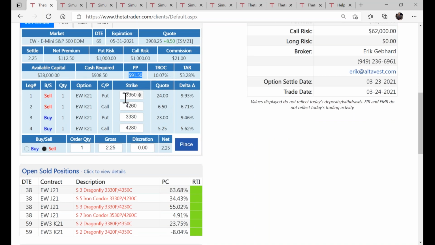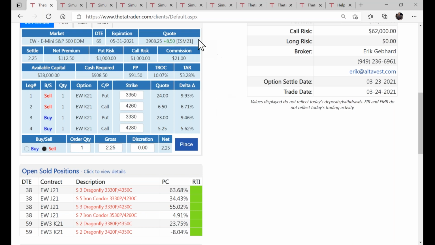You're selling these puts, the 3350 puts, and the delta is 9.93. So that means there's over a 90% probability that these options are going to expire out of the money. And then look at the calls we're selling, the 4260s, 6.71% delta, so approximately 93% probability that these options we're selling will expire out of the money. So these are the higher probability outcomes that we're talking about and that we look for.